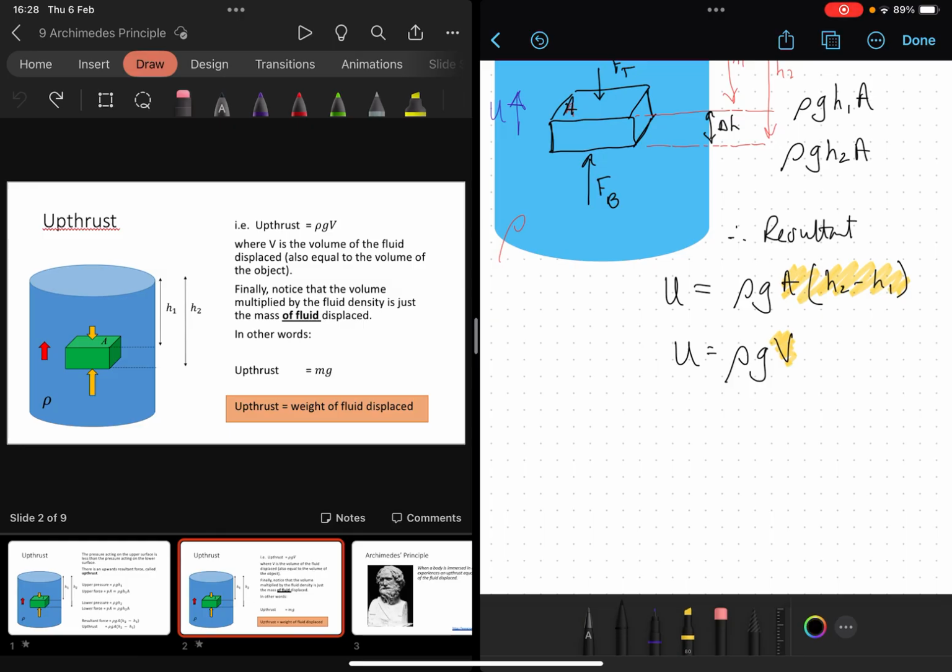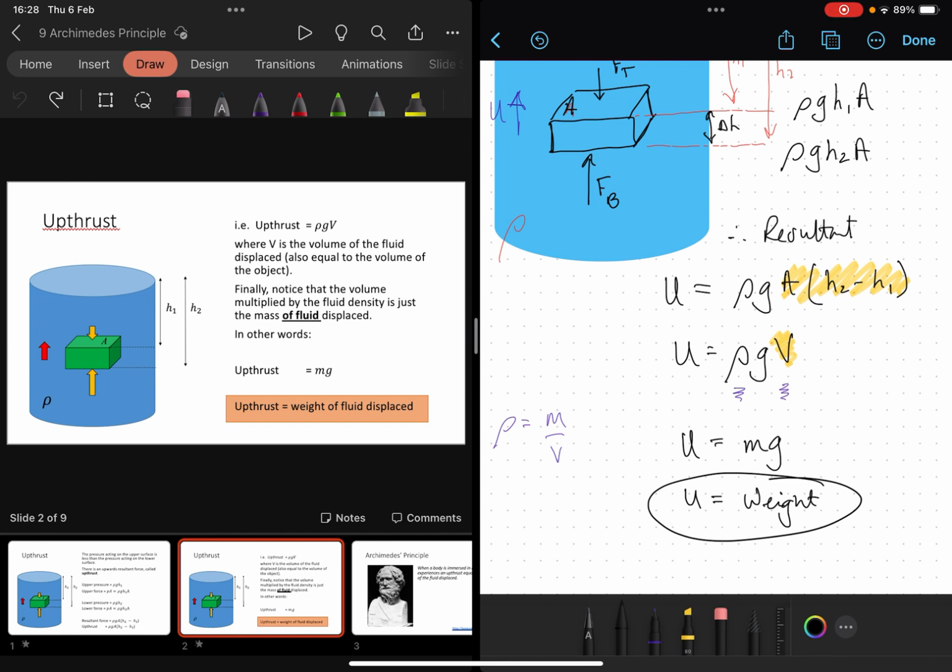So another thing to notice is we've got density and volume being multiplied together. If you rearrange your density, mass, volume equation, density multiplied by volume is of course mass. So upthrust becomes mass times g. Mass times g is weight. So we have this nice little relationship here that upthrust is equal to the weight of the fluid that we are displacing. Now again, we need to be very careful here.